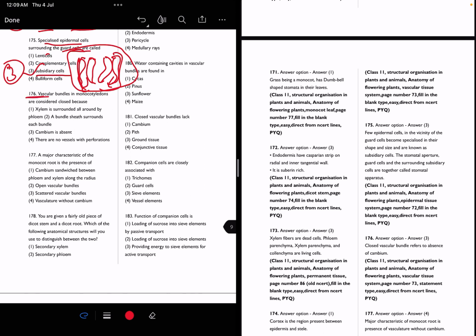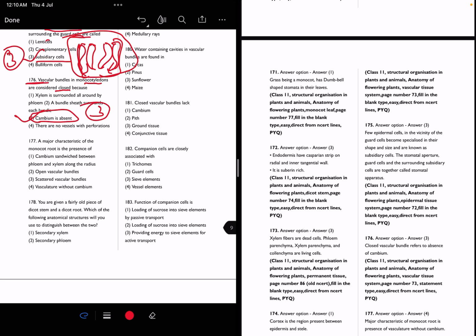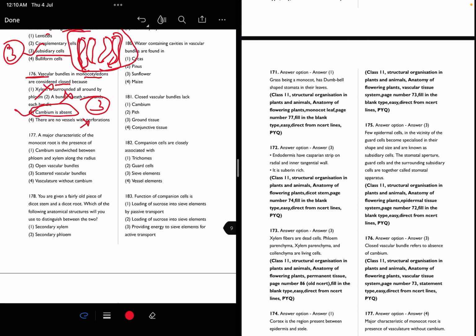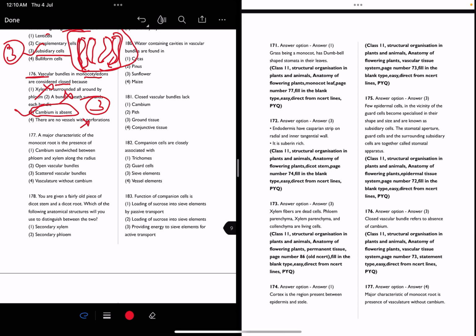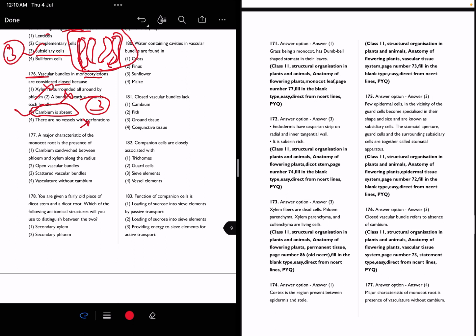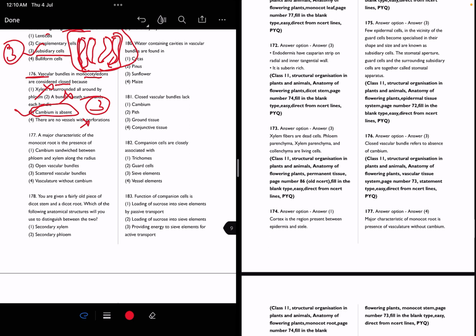Move to question 176. Vascular bundles in monocotyledons are considered closed because of cambium absence, so no secondary growth. The xylem is surrounded all around by phloem, and cambium is absent. The only deciding factor is cambium. There are no vessels with perforation; this is not the reason behind it. The reason is only cambium. You can see these PYQ questions here also. If you read the explanation, this is a PYQ question only.